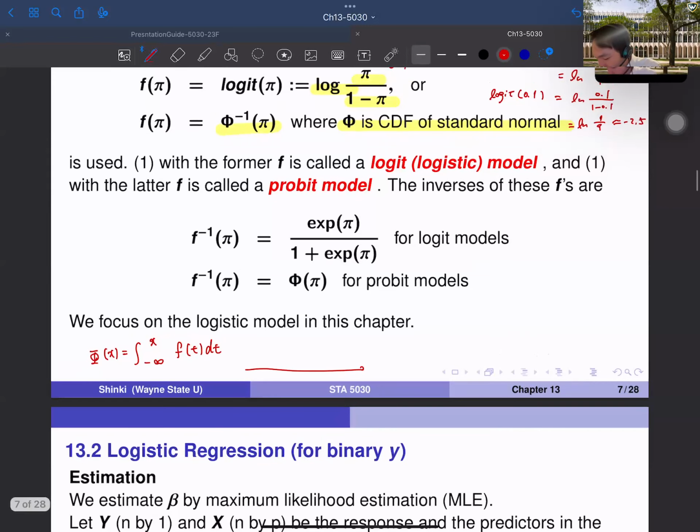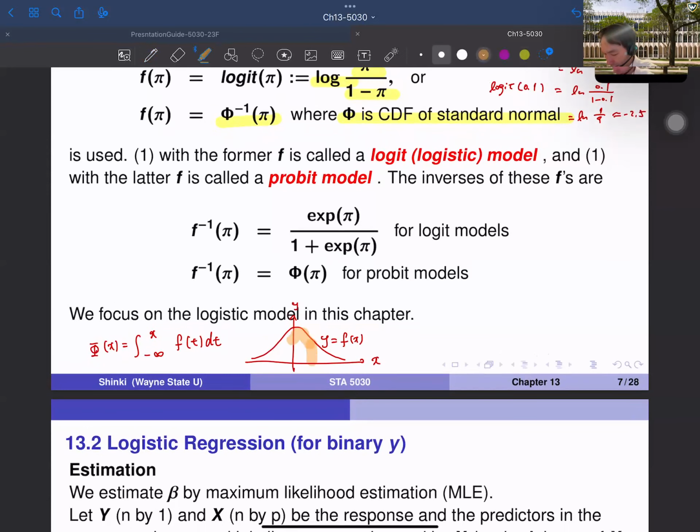And f of x is the standard normal distribution, so the bell-shaped curve. So x, y, and y is equal to f of x here. So phi of x is the area under this curve, like this. So this is phi of x, and this is the point x.